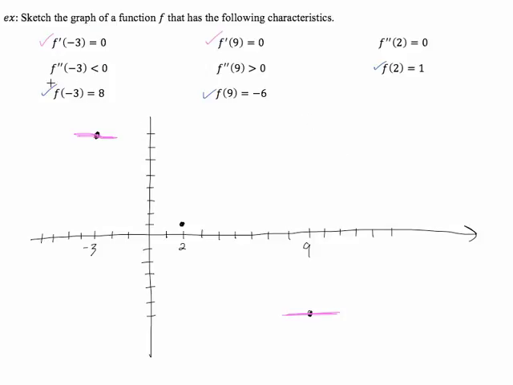And then the remaining three pieces have to do with the second derivative. So we want the second derivative at negative 3 to be less than 0. So that means that we want f to be concave down here at negative 3. So it's going to have a downward sort of curvature to it. Then at 9, we want the second derivative to be greater than 0. So we want the function to be concave up here. And at 2, we want the second derivative to equal 0. So that's likely going to be an inflection point.